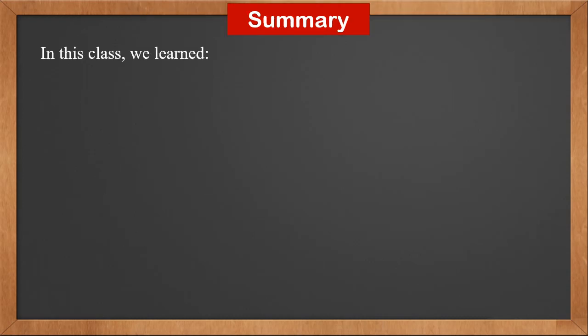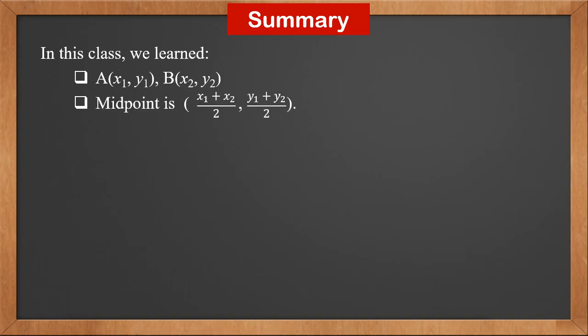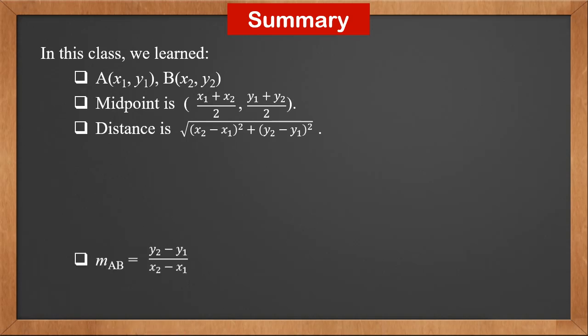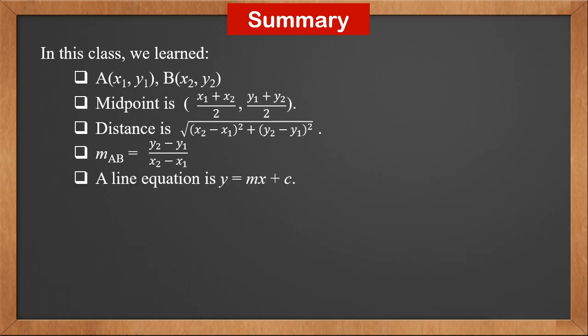In this class, we learned: given two points A(x1, y1) and B(x2, y2), the midpoint of AB is ((x1 plus x2) over 2, (y1 plus y2) over 2). The distance of AB is the square root of (x2 minus x1) squared plus (y2 minus y1) squared. The gradient of line AB is (y2 minus y1) over (x2 minus x1). A line equation is y equals mx plus c.